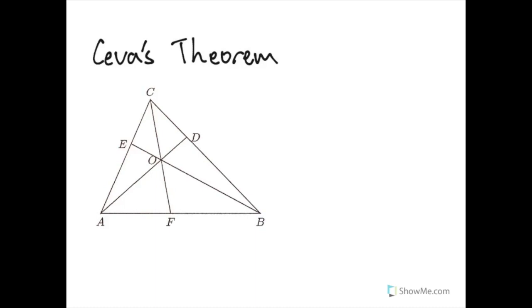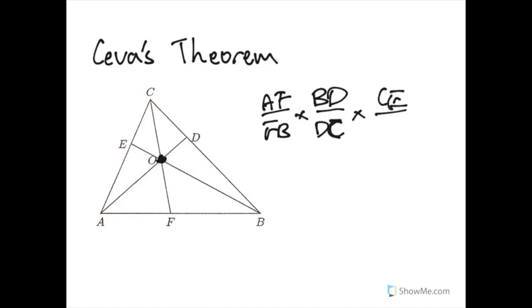It states that if you have any triangle ABC and you have three line segments AD, BE, and CF that all meet at the same point, here notated as O, then the following equation holds. AF over FB times BD over DC times CE over EA is equal to 1. So this equation holds no matter what shape triangle ABC is in, no matter where the interior point is, as long as these three line segments meet at the same point, this equation is always true.